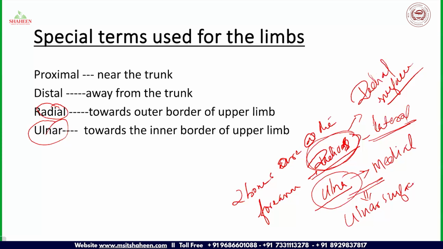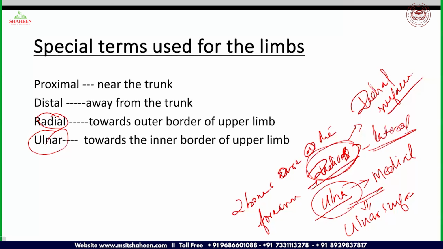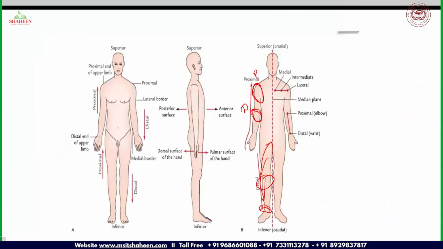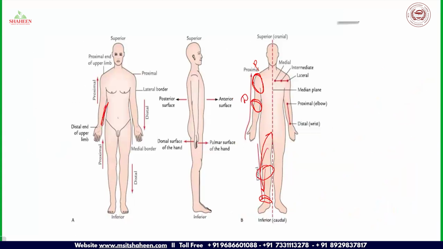Got it? So the outer border or lateral border of the upper limb, you call it radial, and the inner border or medial surface of the upper limb, we call it ulnar. You got it? Yes, ma'am. All these things are explained based on the anatomical position. So this is the ulnar surface and this is the radial surface. This is the lateral one and this is the medial one.